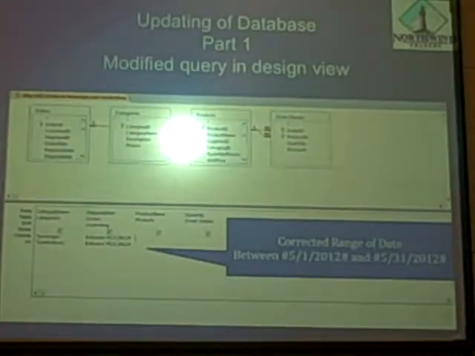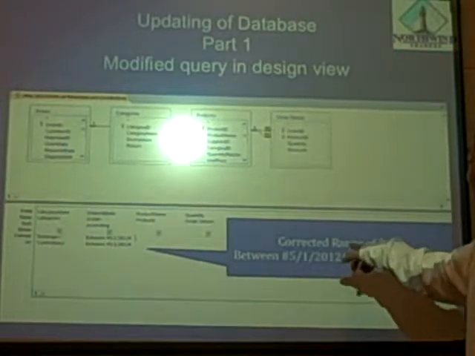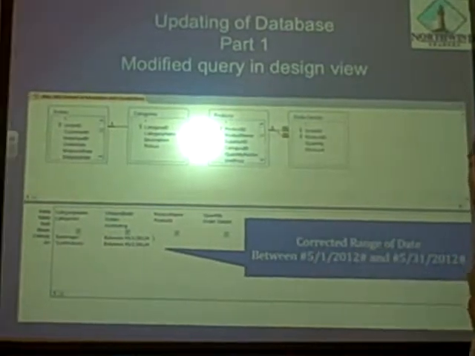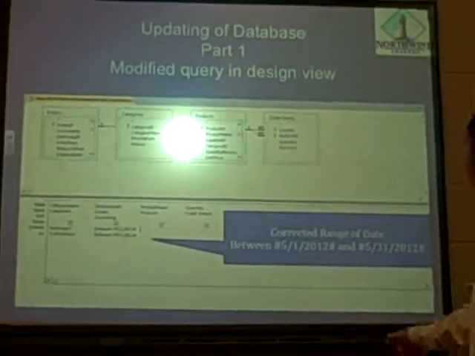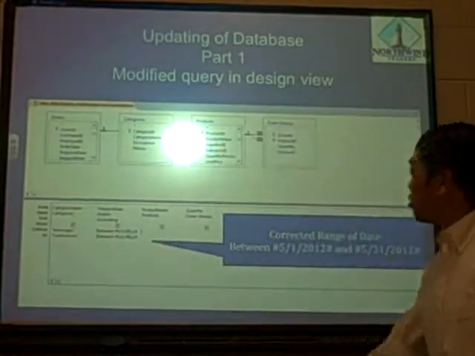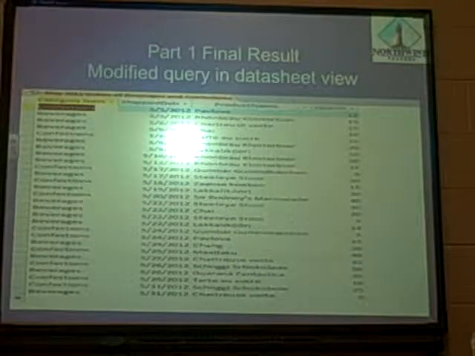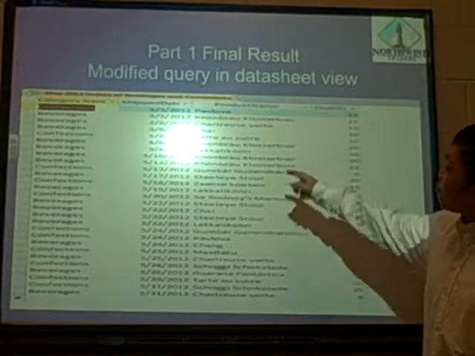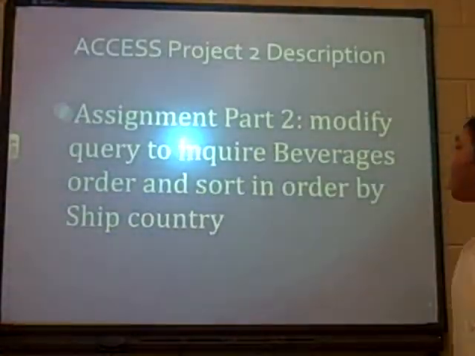So we corrected that to only contain data from May 1st, 2012 to May 31st, 2012 of beverages and confections. Once we had that, we had the correct data.